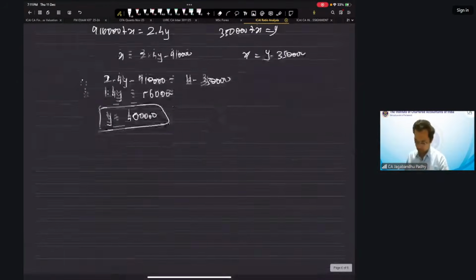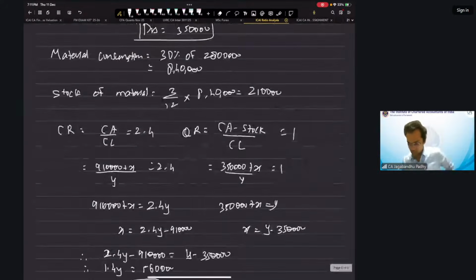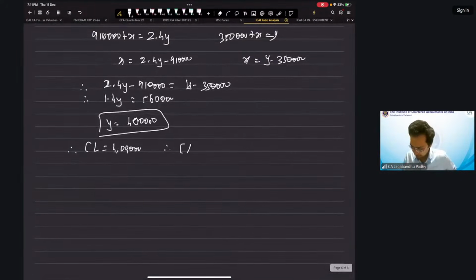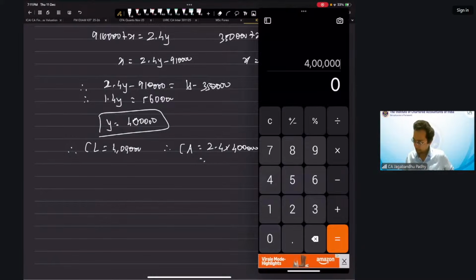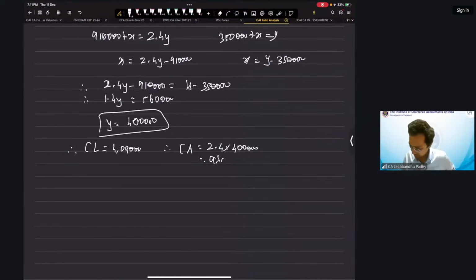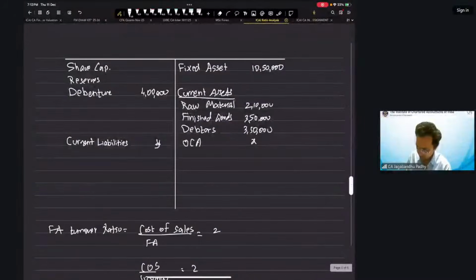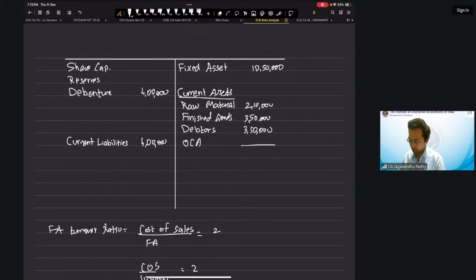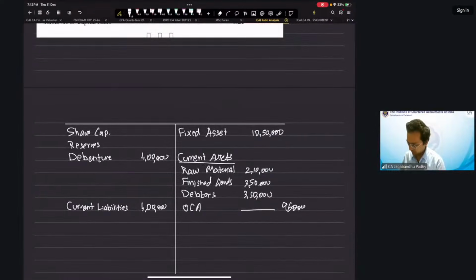So Y was basically the current liability, right? So we have the current liability as 4 lakh. And therefore, current asset will be 2.4 times of 4 lakh, that's 9,60,000. So we can definitely say that on this side we have current liability of 4 lakh, and total current asset is 9,60,000. Since this is 9,60,000, other current asset will be 50,000.